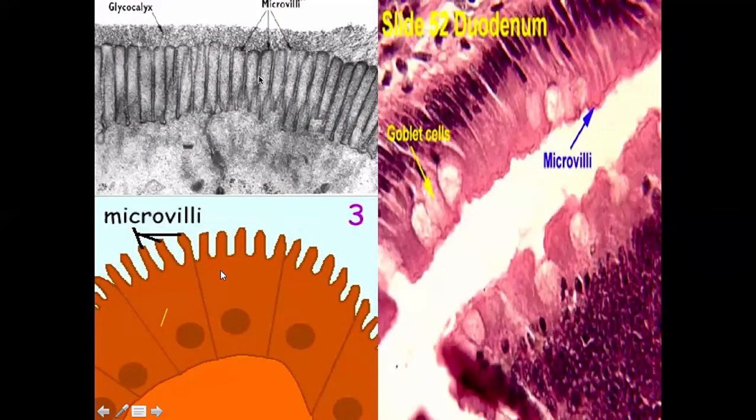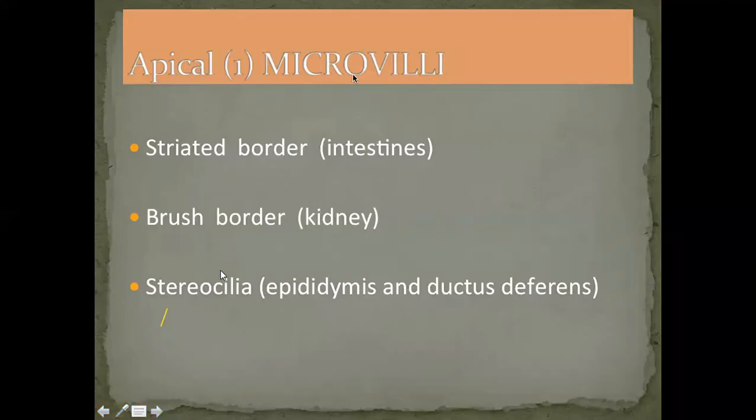So these are examples of microvilli seen in the electron microscope. This is a diagrammatic picture showing a microvilli. It is part of the cell, like an extension. In the microscopic picture, these are your microvilli in the apical portion. The microvilli has different names, but they are still microvilli in general.